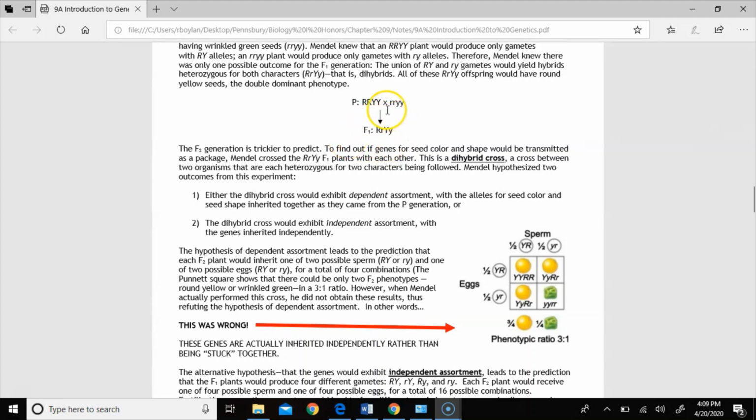Okay. And if you notice, this is round yellow times wrinkled green. This F1 would look round yellow. And that makes sense, right? The recessive trait disappears. Okay. And then if we mate the F1 to itself, maybe we'll get a certain type of ratio.